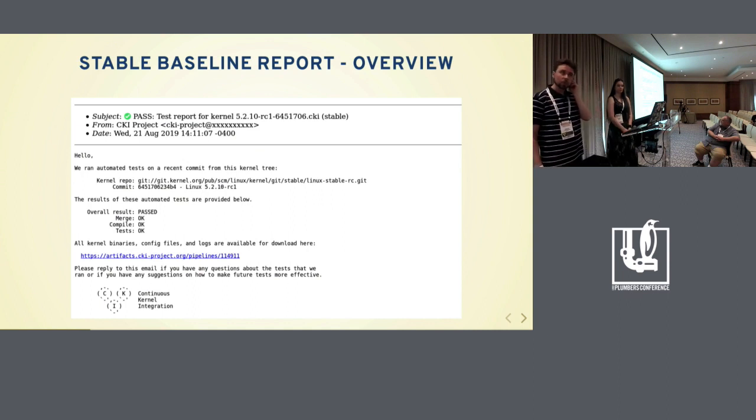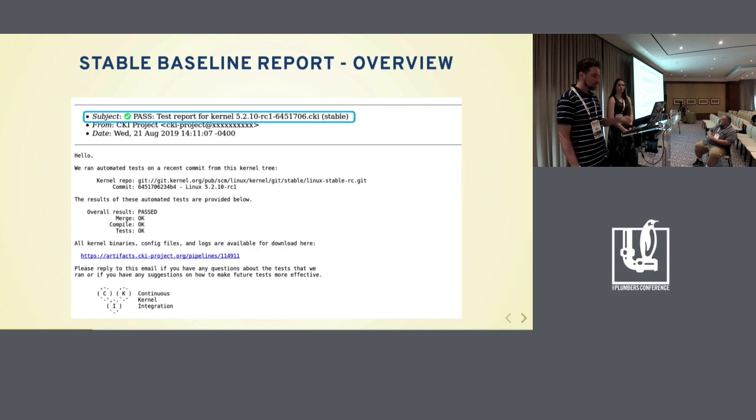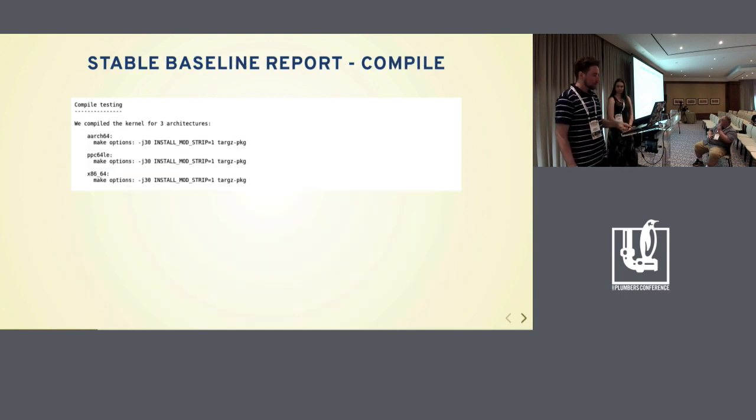We already work with stable Linux: the stable tree, the stable RC tree, and the stable queue, which Greg works on, where he keeps his patches to be incorporated into the stable releases. Here's an example of the report which we sent to the stable mailing list. Starting with the overview, whether the test passed, and the kernel repo which was used, the commit, and the artifacts that we produced. Finally, we go to the make commands that we used to build it.